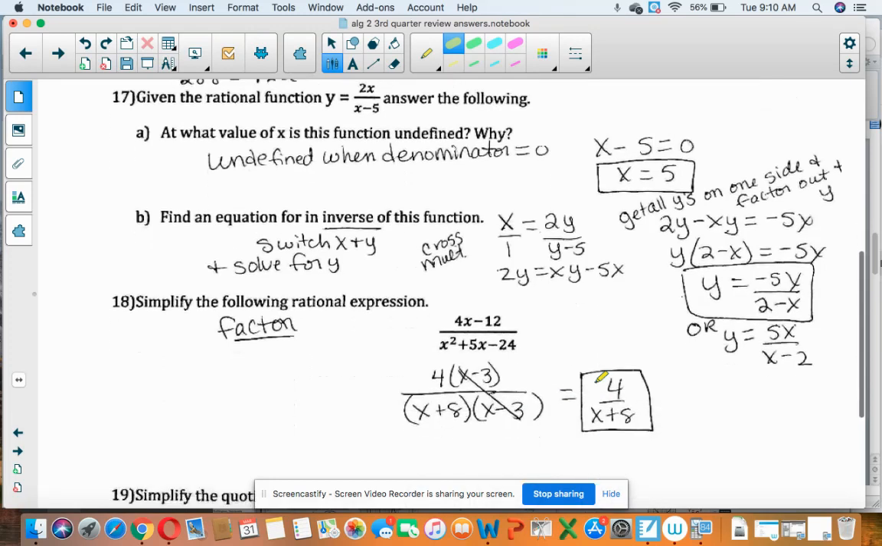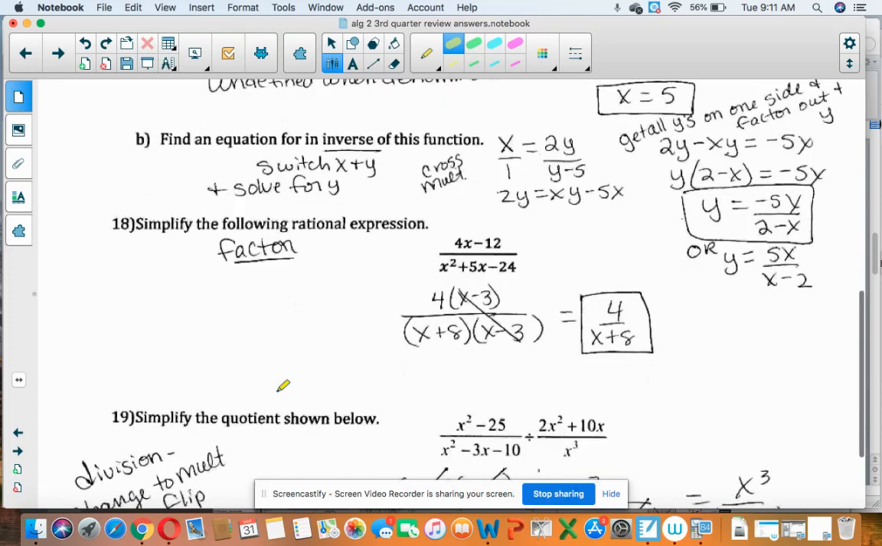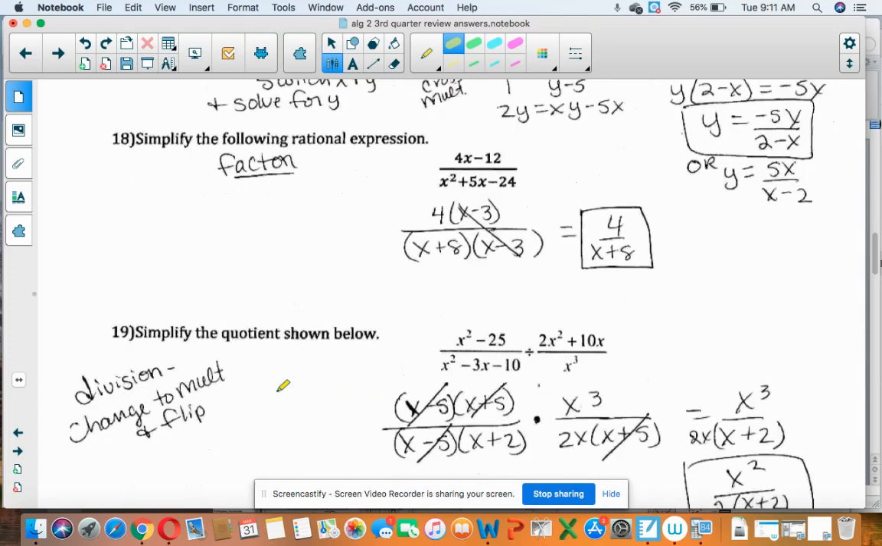Okay, number 18, I want to simplify that, so I factor the top, greatest common factor, I pull out a 4 and I'm left with x minus 3. The bottom is a trinomial, I factor it to x plus 3, x minus 3. Anything that's in common I can cancel out, and I'm left with 4 over x plus 8. So I've simplified that.